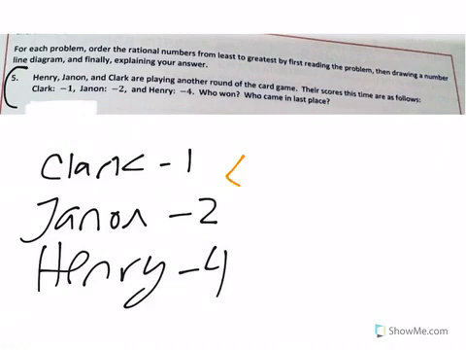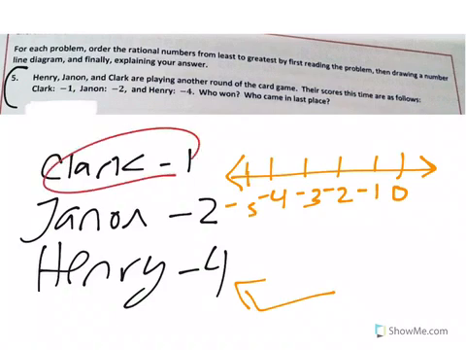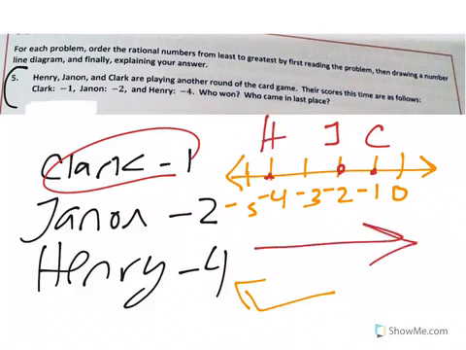Well, so who won? Well, if we're going to create our number line, they're all below 0, right? So we have -1, -2, -3, -4, -5. We don't even really need it. But Clark was at -1. We'll put him here. Janon was at -2. Put Janon here. Henry was at -4. Put Henry here. Well, if numbers get larger as they go to the right, the largest number is Clark.